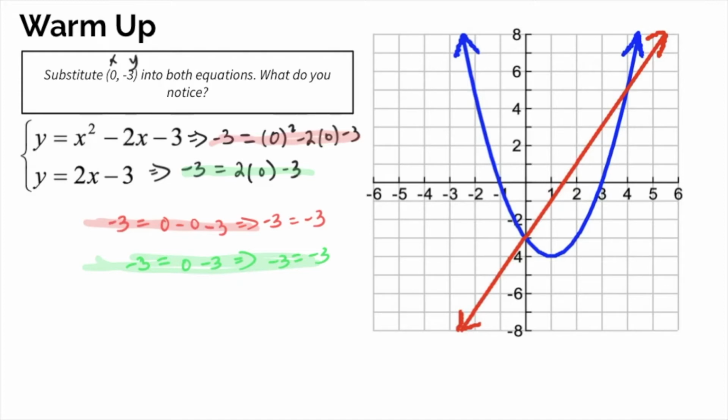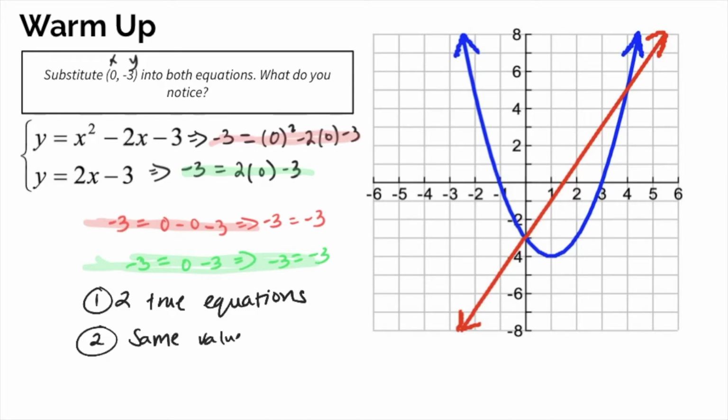So when I substitute this coordinate into both of these equations, I notice that, one, I end up with a true equation for both of these, because -3 does in fact equal -3. So I end up with two true equations. That's my first observation. My second observation is that I end up getting the same value in each of my equations. In other words, both of my equations evaluate to the same value.